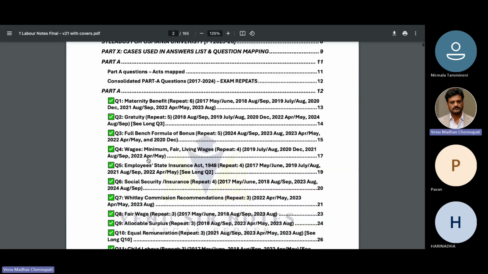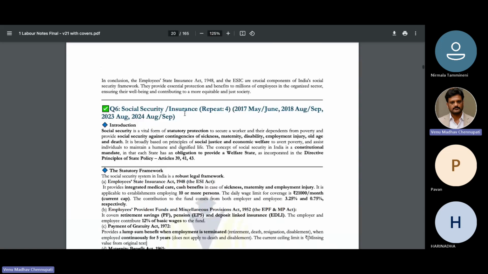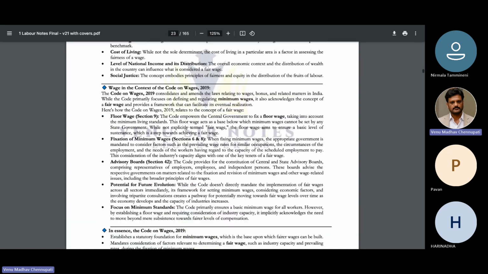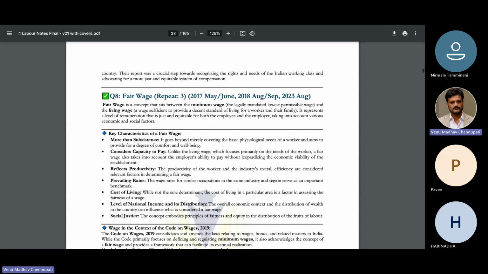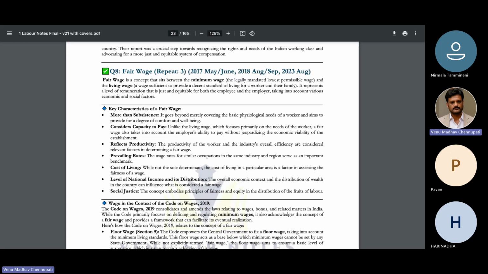Yes. Yeah. So yeah, question 4, we have learned about minimum, fair and living wages. In question 8, it's only talking about fair wages. So you have to write about fair wages. Basically, you have to remember one thing, that minimum wages, fair wages, and living wages. So fair wages are in between minimum wages and living wages.